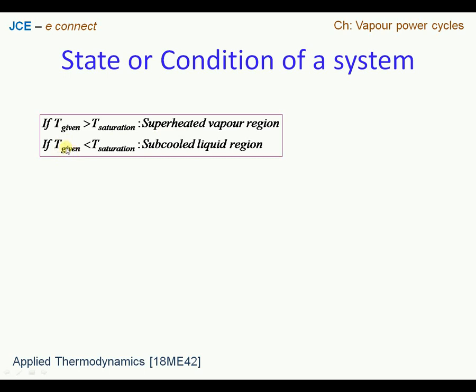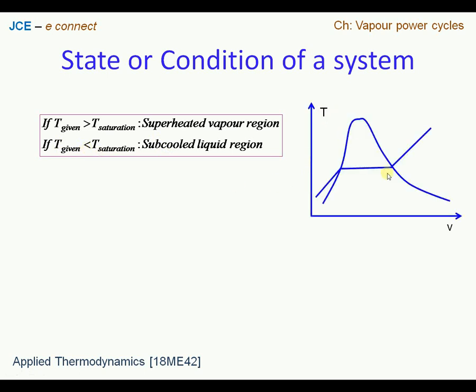If the given temperature of the system is less than the saturation temperature, then the state of the system is lying in the subcooled liquid region. So please remember that the word subcool comes when you are dealing with temperatures. Likewise, when we look at the TV plot, we have a saturation dome here, and pressure is held constant, and the saturation temperature corresponds to a horizontal line which is extended and cuts the y-axis. So this is the point where water begins to boil. That is the saturation temperature.